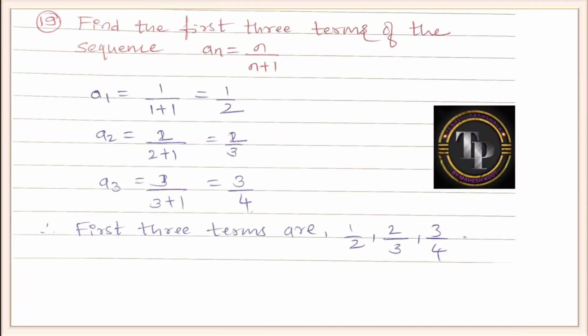19th question. Find the first 3 terms of the sequence An is equal to n divided by n plus 1. You are given the nth term and asked to find the first 3 terms. So put n is equal to 1, n is equal to 2, n is equal to 3, and you will get the answers. When n is 1, 1 divided by 1 plus 1 is 1 by 2. When n is 2, 2 divided by 2 plus 1 is 2 by 3. And when n is 3, 3 divided by 3 plus 1 is 3 by 4. So the first three terms are 1 by 2, 2 by 3 and 3 by 4.